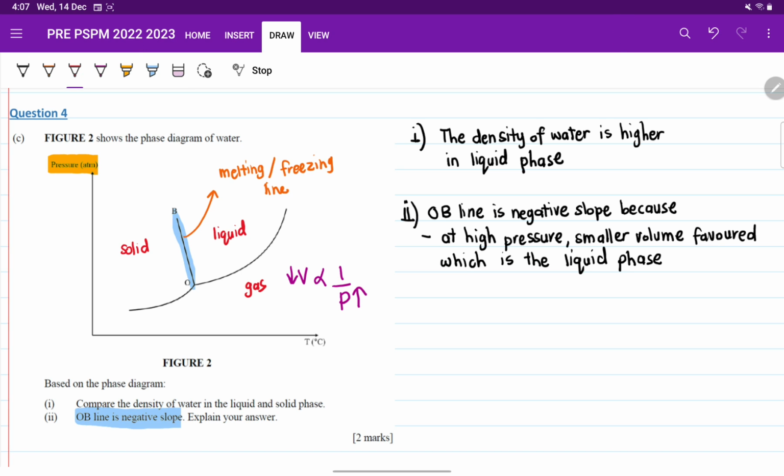So, markah dekat sini, you will have 2 marks. Okay, so 1 mark for this question and 1 mark for this question. So, total mark for question 4 is 9 marks. Okay, so that's all for question 4C.